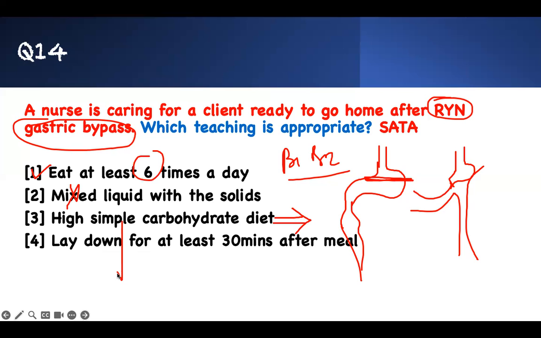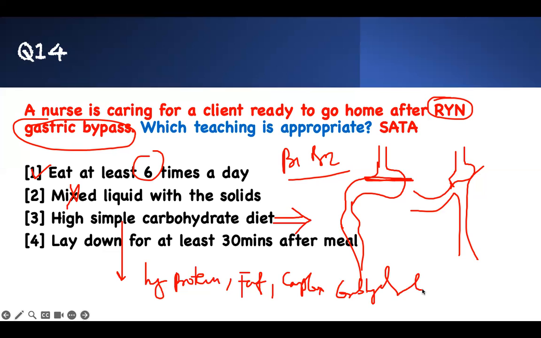What food, therefore, do you take? Well, high protein. That's why when these people do a bypass, they get protein shakes, fat, and then complex carbohydrate. Complex carbohydrate is good, but not simple. So high protein, high calorie, high fat. Lie down for at least 30 minutes after a meal. After you eat, you lie flat so that food doesn't drop into the small intestines right away and cause symptoms. So this is good. So 1 and 4 are the right answers. You pick those with confidence. If you don't understand the question, just leave it behind.